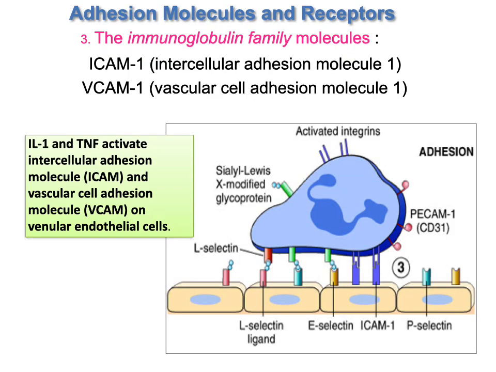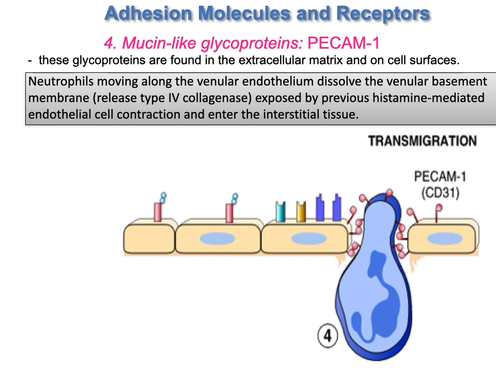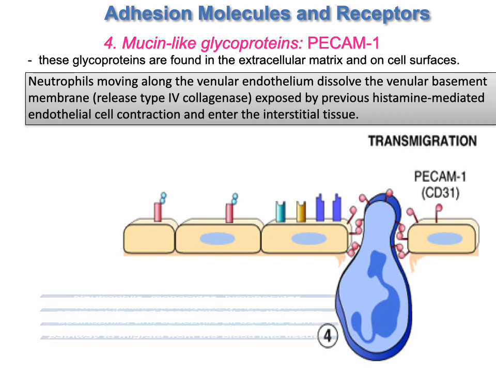Then you also have the ICAM and VCAM molecules, and these are actually associated with the integrins. Diri mo pilit ang integrins. Okay? And then, since nihunong na ang WBCs, mugawas na siya in a process known as transmigration or diapedesis. And a molecule that is responsible for that is known as PECAM. Okay?